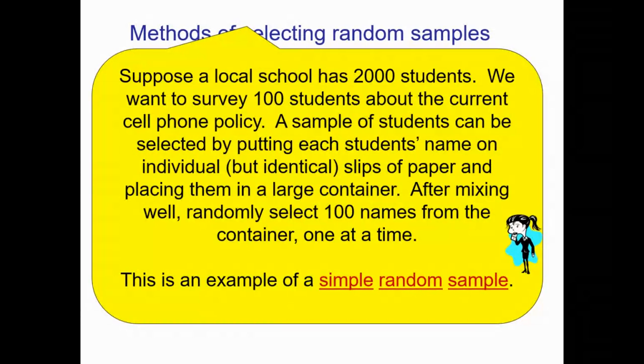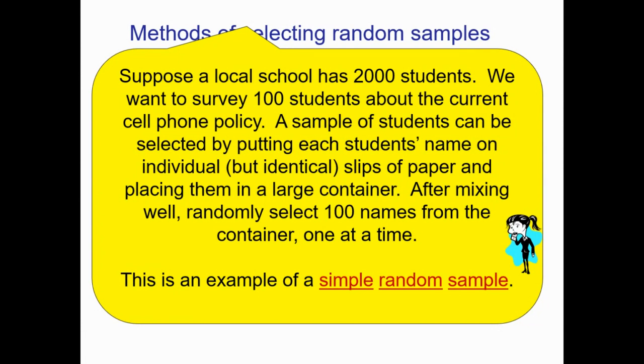So let's suppose a local school has 2,000 students. We want to survey 100 students about the current cell phone policy. A sample of students can be selected by putting each student's name on individual but identical slips of paper and placing them in a large container. After mixing well, randomly select 100 names from the container, one at a time.